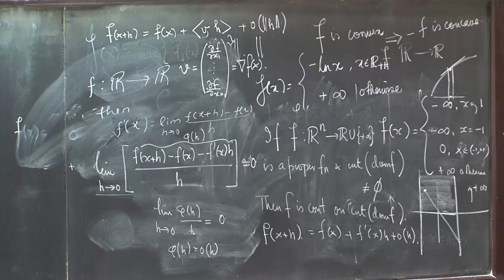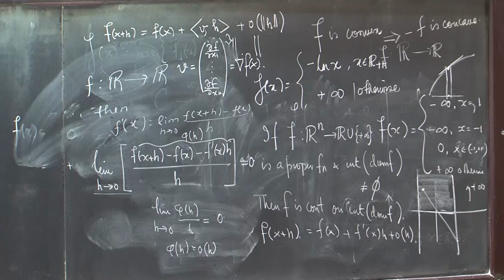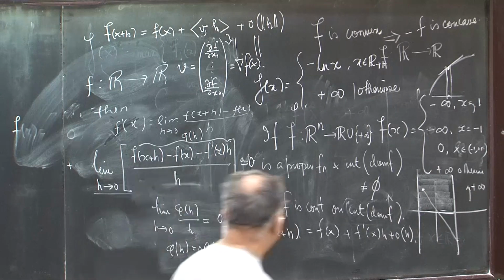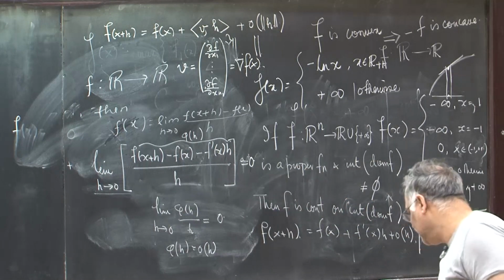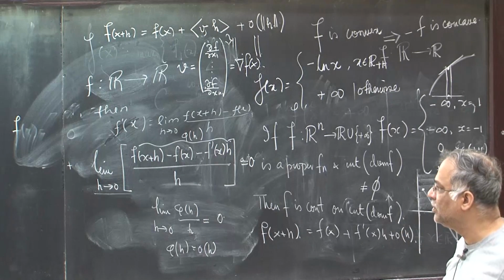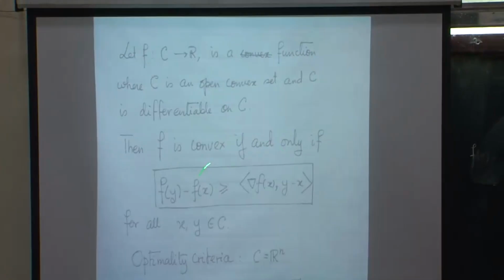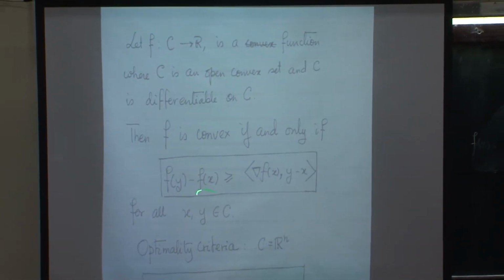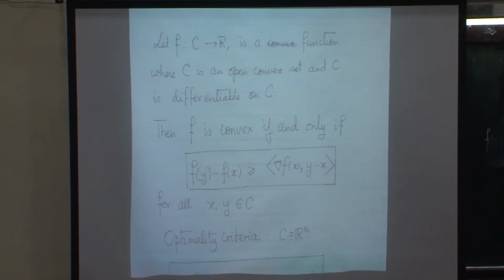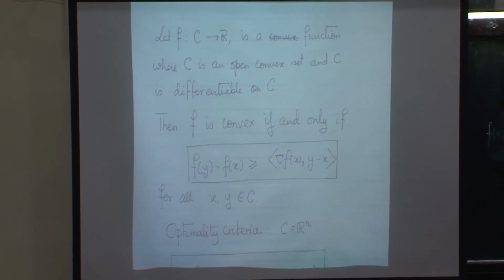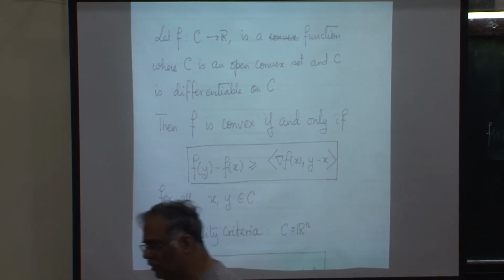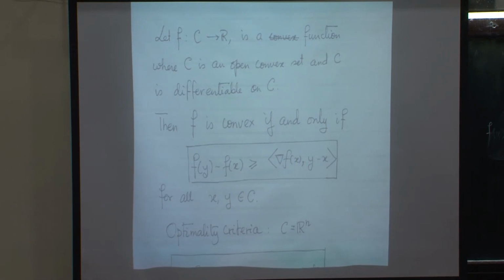So if a convex function is differentiable, then it satisfies the following property, that for any x, y in the open convex set C, this property has to be satisfied. See, whenever you are talking about differentiability, either you have to talk over whole Rn or you have to talk about an open set. Because if you just take a closed set, there can be problems at the boundary.